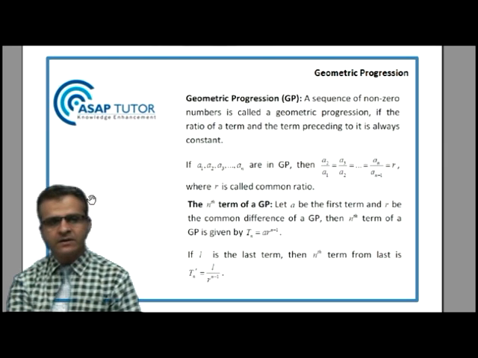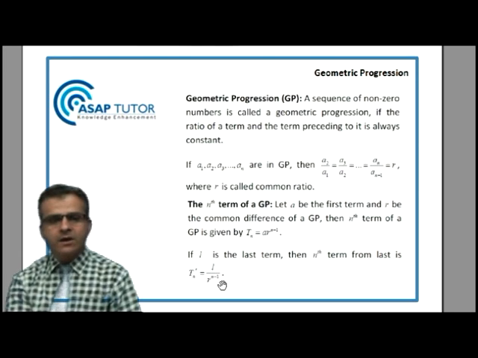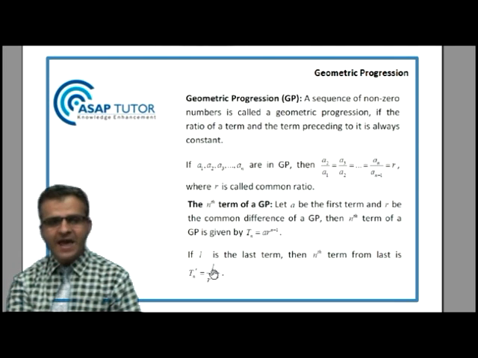that is, if we have say 10 terms, the 10th is the last term and we want to count backwards, that is the second term from the last term. The second term from the last term will be the 9th term, or say the third term from the last term. So for that, the formula is Tn dash is equal to L divided by r raised to the power n minus 1. For example, if we want to find the fourth term from the last term, and if L is the last term, then it will be L divided by r raised to the power 4 minus 1.